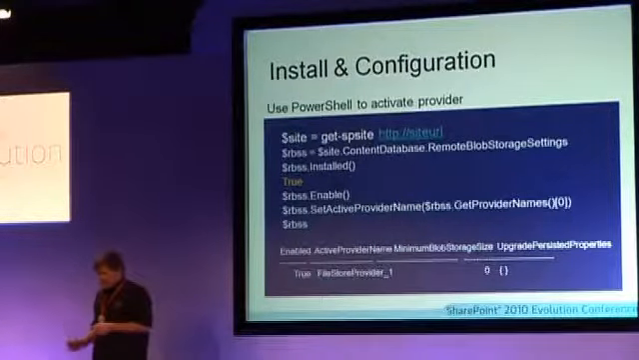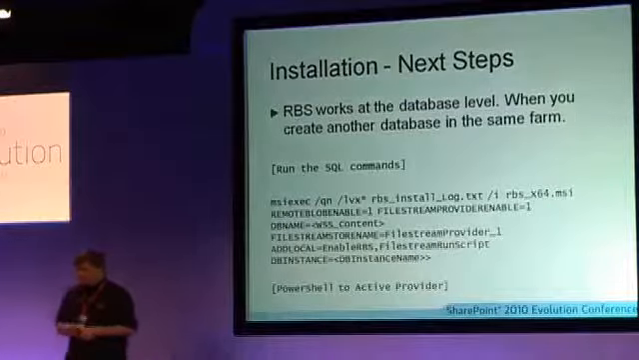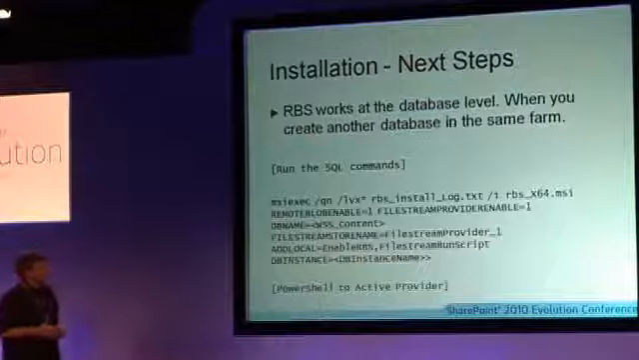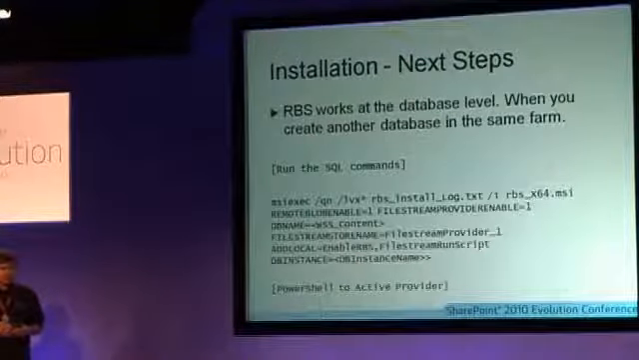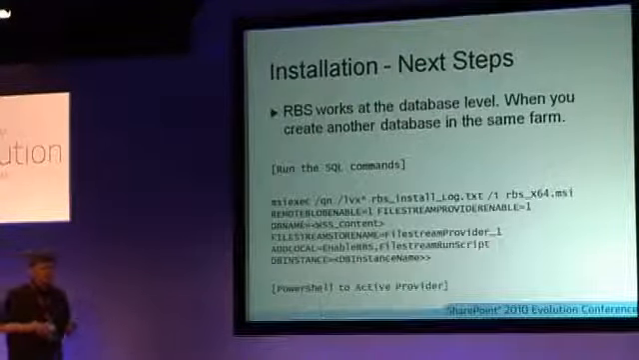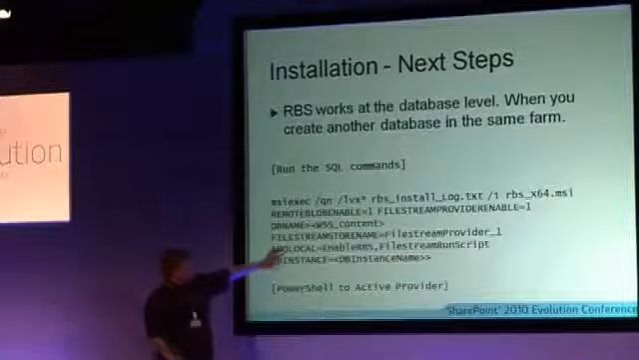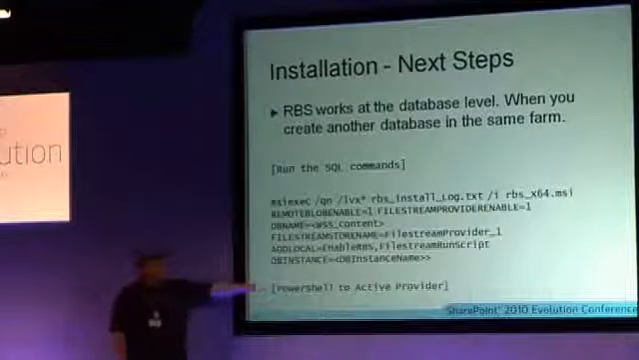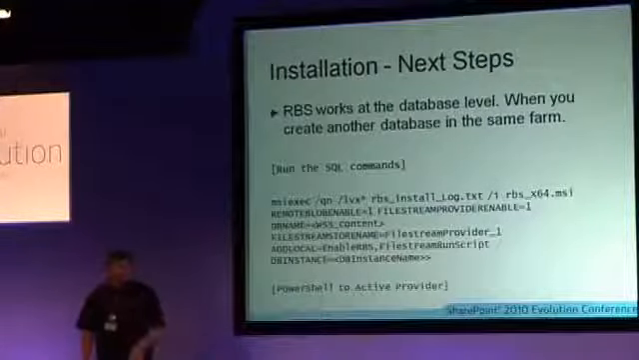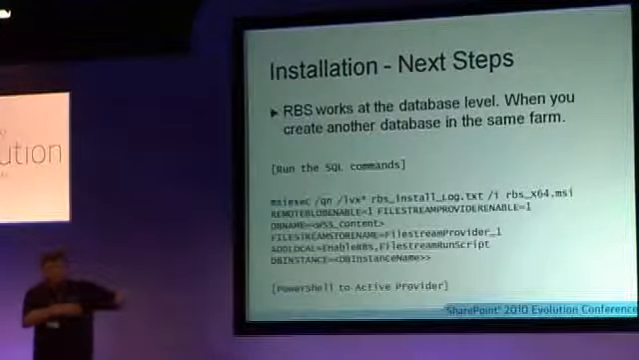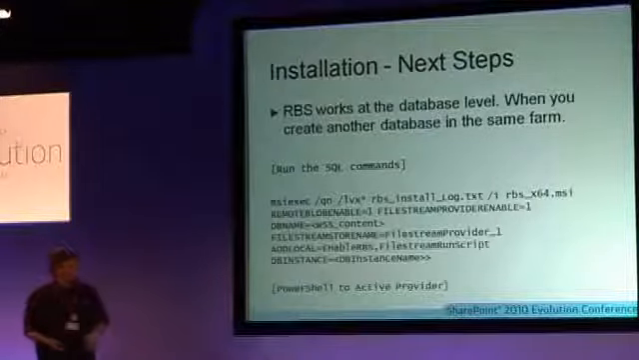So the next steps, I mentioned RBS works at the database level. So what if I add another database to the farm? What then? I can add another server. What if I add a different database? When you add a different database, again, the command changes slightly. We have to run the thing, and we have to activate it. But we don't have to do the whole back-end enable SQL, configure SQL.